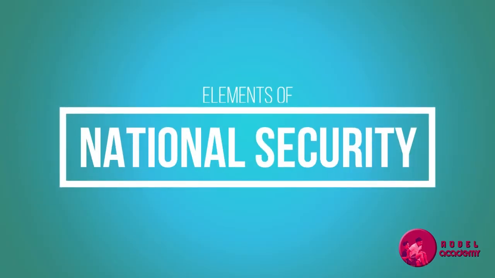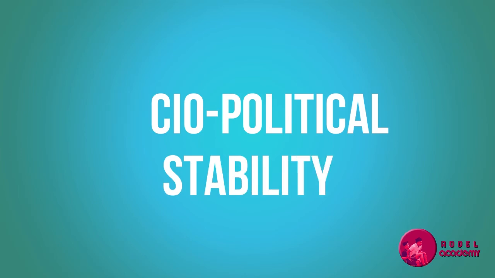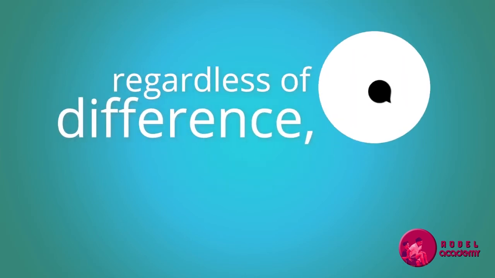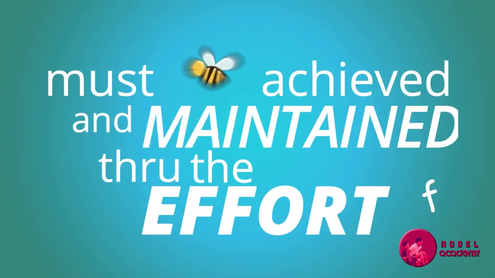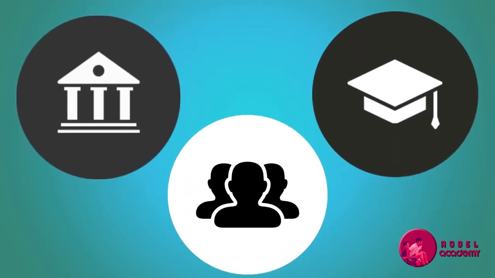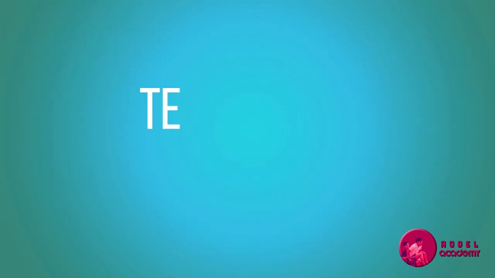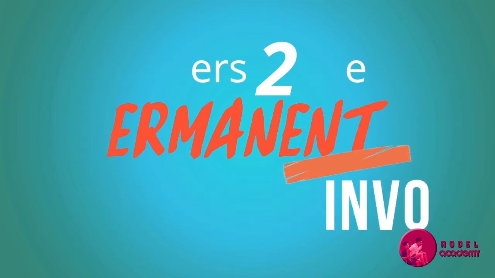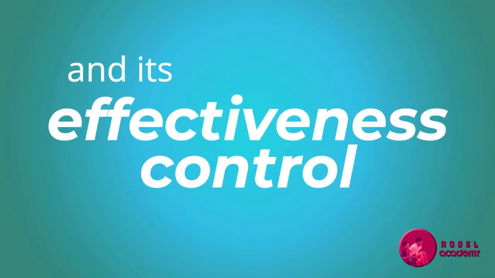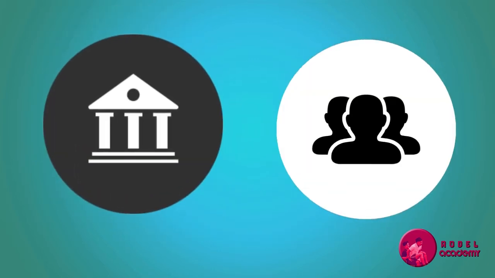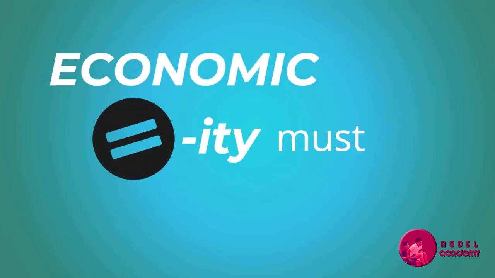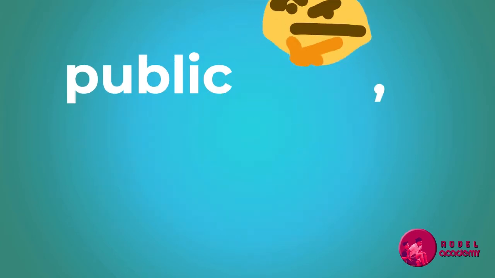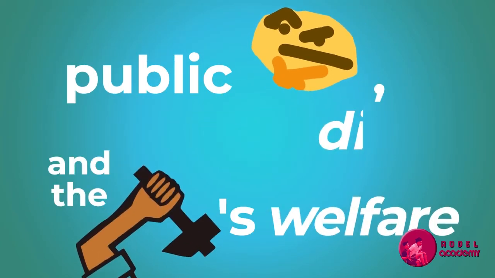Elements of national security: socio-political stability. Regardless of social difference, social harmony must be achieved and maintained through the effort of the government, public, and other institutions. Territorial integrity. This refers to the permanent inviolability of our national territory and its effective control by the government and the state. Economic solidarity and strength. Economic equality must prevail considering public interest, dignity, and the labor's welfare.